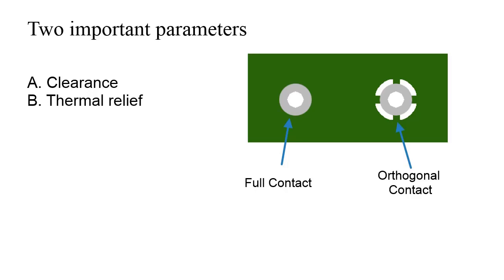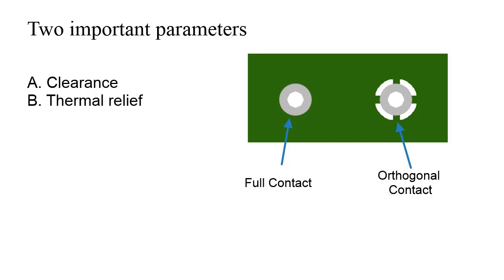The other important thing I want to talk about is the contact type. In this figure, you can see two types of contacts. On the left, you can see full contact, and on the right, you can see orthogonal contact. On the left, the component pad is entirely connected to the copper pour. This is called full contact. This contact is good if you want minimal inductance in the component connectors. This contact is also good for higher current rating.